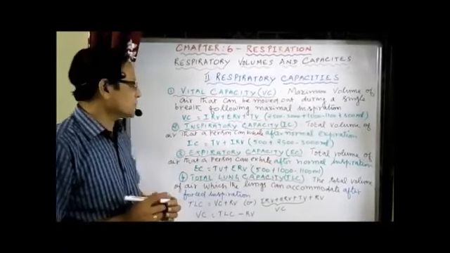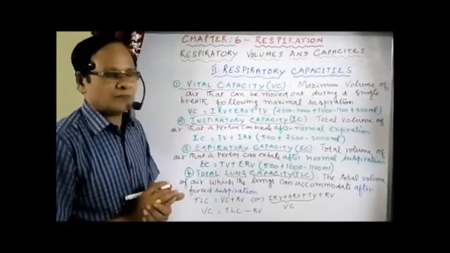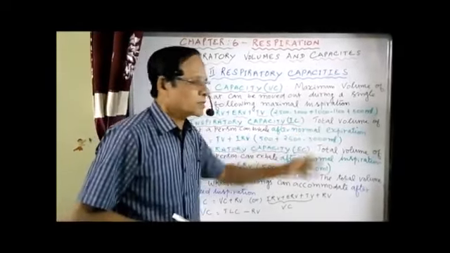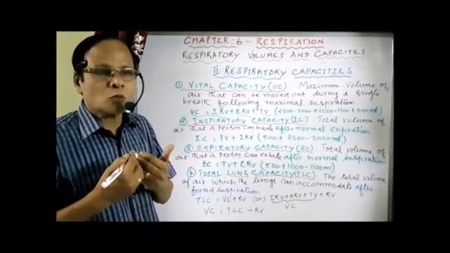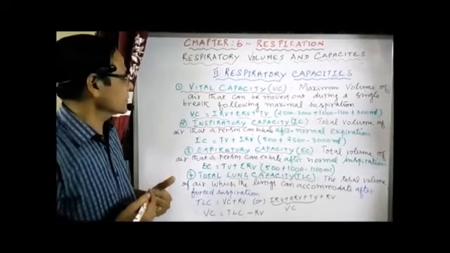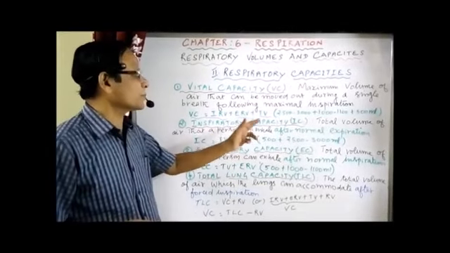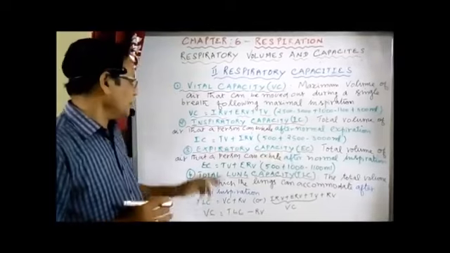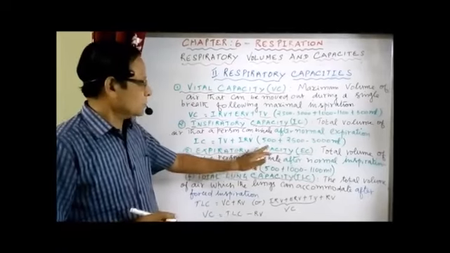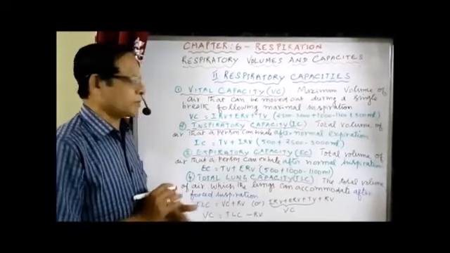Now the next one, inspiratory capacity. The total volume of air that a person can inhale after normal expiration, not forcible, is called inspiratory capacity or IC. So IC is equal to tidal volume plus inspiratory reserve volume. So 500 plus 2500 to 3000 ml. This is what is called inspiratory capacity.